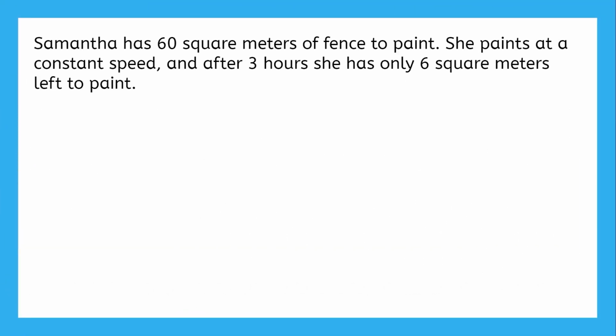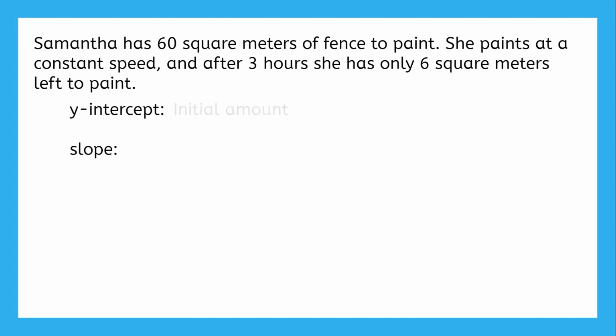First problem, Samantha has 60 square meters of fence to paint. She paints at a constant speed, and after 3 hours, she has only 6 square meters left to paint. In order to write an equation for this problem, we need two key pieces, the y-intercept and the slope.